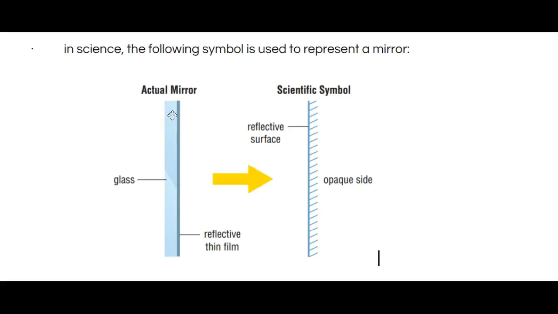So how we represent this, if we're looking at it in the same orientation, is we have the reflective surface at the front, and that's represented by a solid line. So that is your reflective surface. It's analogous to this reflective thin film here. And then you can see these hash marks here. It's a hatched border, and that represents the behind the mirror stuff. So the solid line would be the front of the mirror, and the hatch marks are behind the mirror.